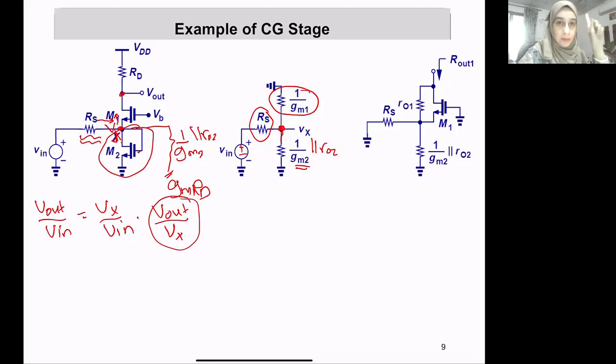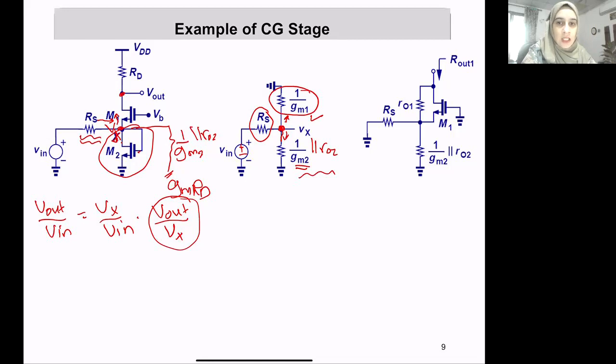Now, if we look up, what we see is the source of transistor M1. Similarly, if you look at the source of a transistor, you will find 1 over Gm of that transistor. So the wire that's going up is replaced with 1 over Gm1, and the wire that is going down, M2, is replaced by its equivalent circuit, 1 over Gm2 in parallel with R out 2.